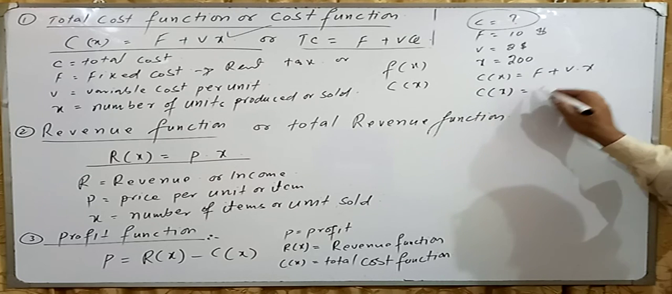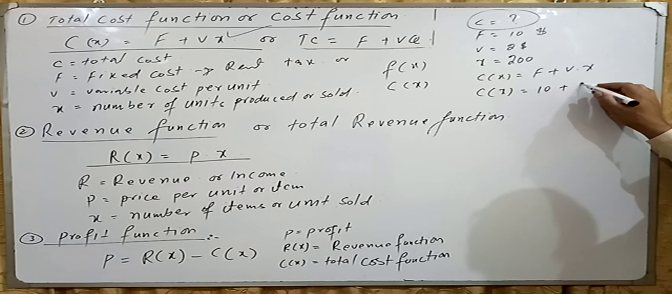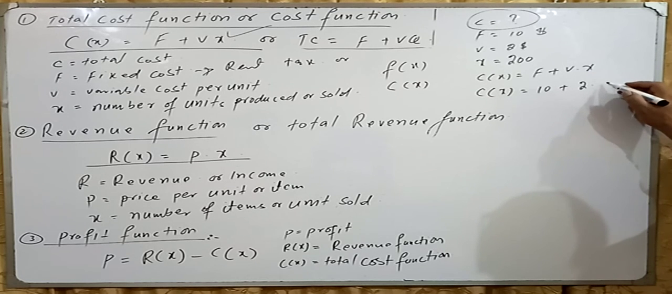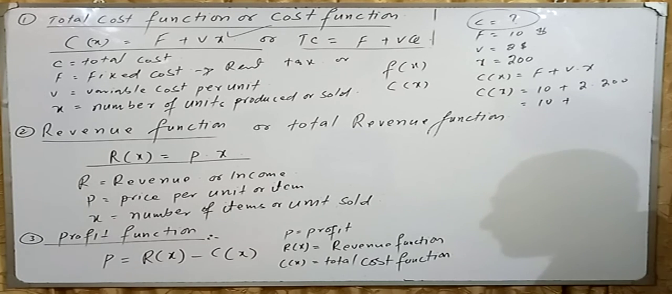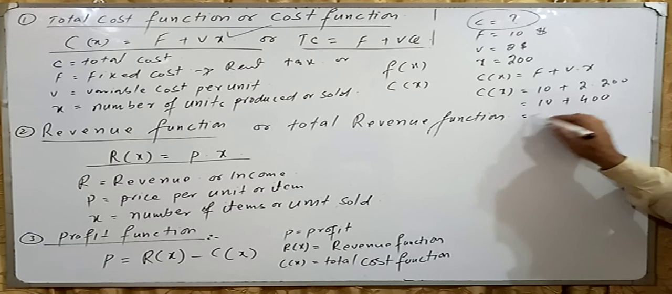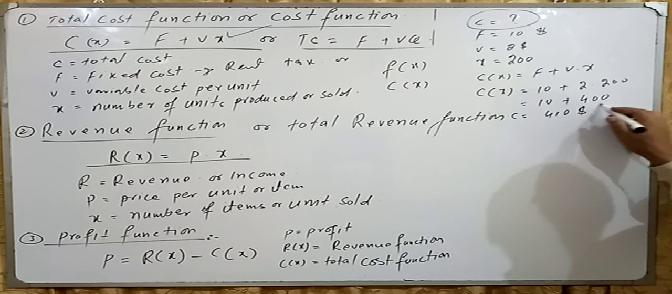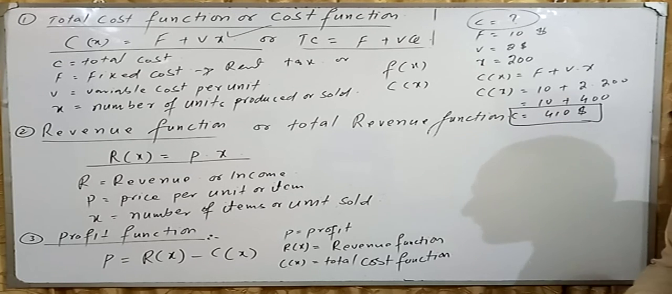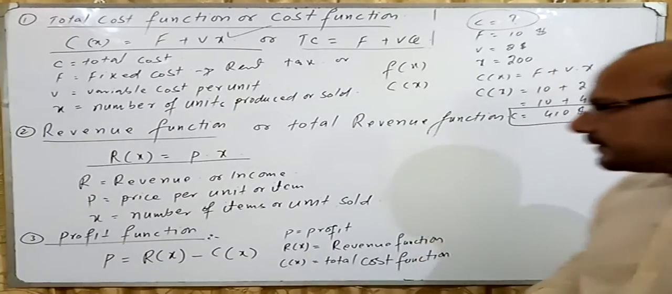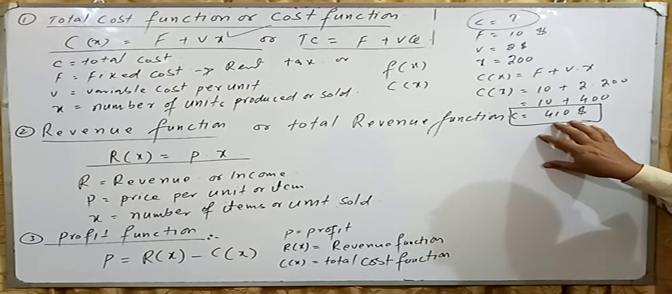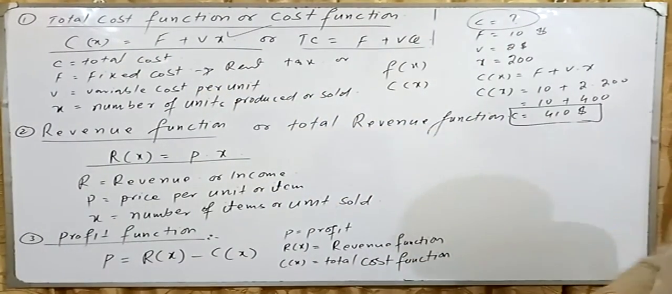So C of x is equal to F, that is fixed cost $10, plus variable cost $2, multiplied by 200. So 200 multiplied by 2 will become 400. 400 plus 10, so $410 is the total cost of a product which needs to be produced, and the number of items of that product is 200. So in this way you can use this function to find out the total cost.